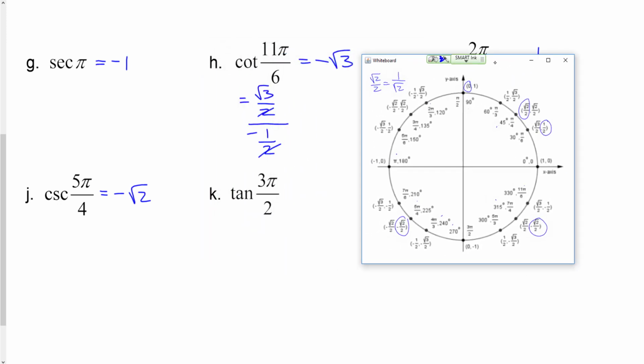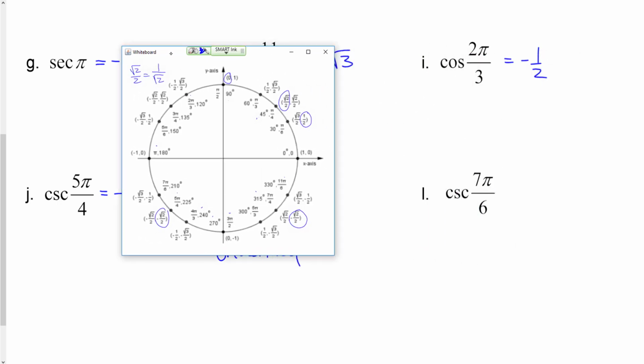Tangent of 3 pi over 2. Here's 3 pi over 2. Tangent is y over x, which in this case is undefined. So make sure you write in where undefined values happen and state it as undefined.